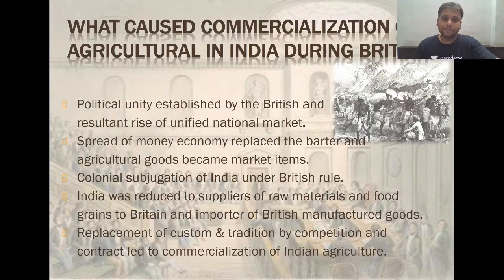Getting the points clear? Now, I've already told you what caused commercialization of agriculture in India. As I've told you, commercial crops were in great demand in the national and the international market. Secondly, Britishers made India a supplier of raw material. Getting the points there? And Britishers started acquiring monopoly over the Indian trade. They wanted to acquire monopoly so that their profit margin will increase.